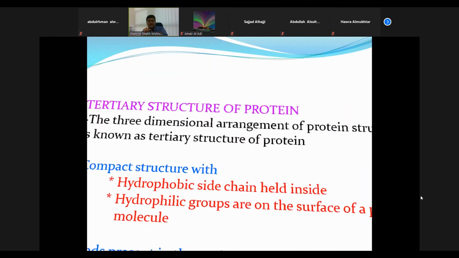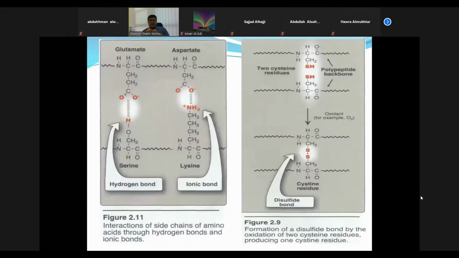Now you can see some bond arrangements. This is a hydrogen linkage, you can see between hydrogen and oxygen. This is an ionic bond. You know what ionic bond means? Between positive and negative ion. Yes, so this is a positive ion and this is a negative ion, and between them is nothing but an ionic bond.